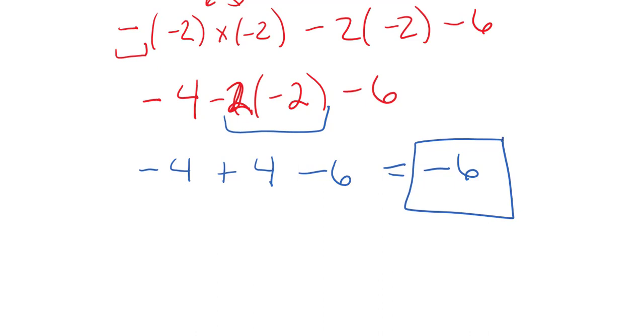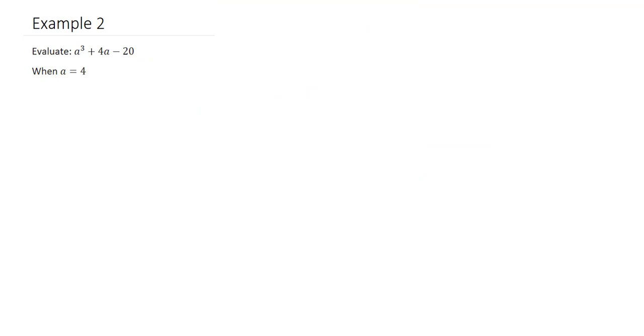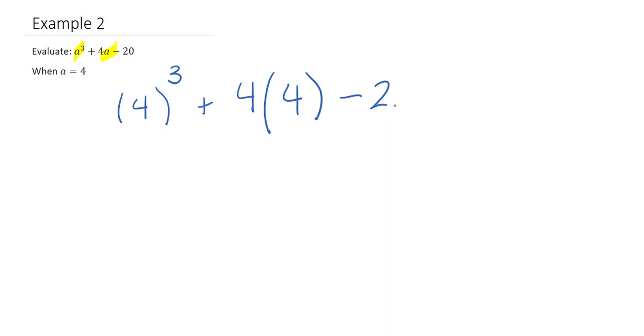Now let's look at the next example. Example 2. We're going to evaluate the following: a to the third plus 4a minus 20, and a is equal to 4. Let's highlight anywhere we see a. We have a here and a here. Let's start to substitute those in. So a is going to be 4, raised to the third power, plus 4 times 4, minus 20.